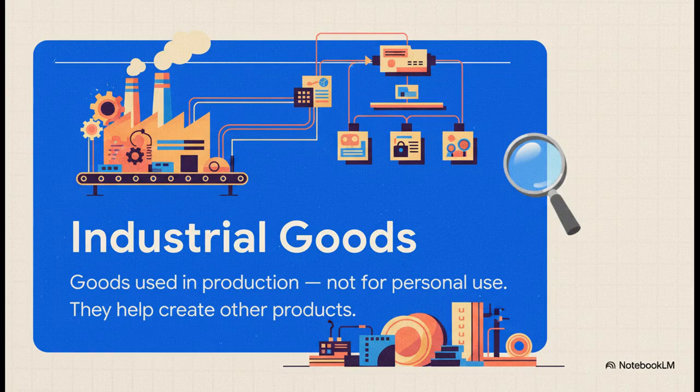So what's the big difference here? It's all about the purpose of the purchase. If you remember one thing, remember this. Consumer goods are for personal use. Industrial goods are bought to be used to make other products. That's it. That's the fundamental distinction you have to know.